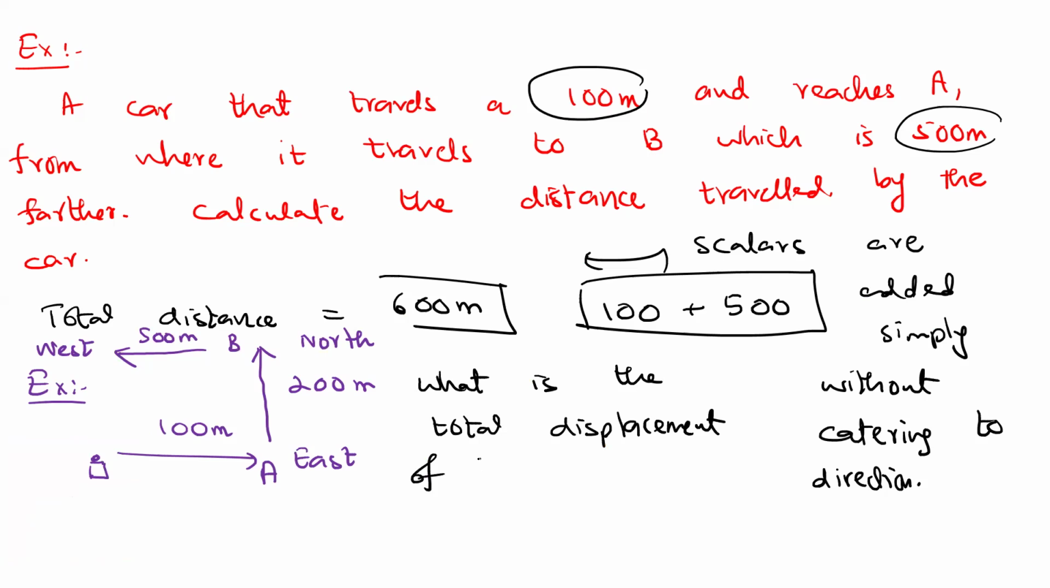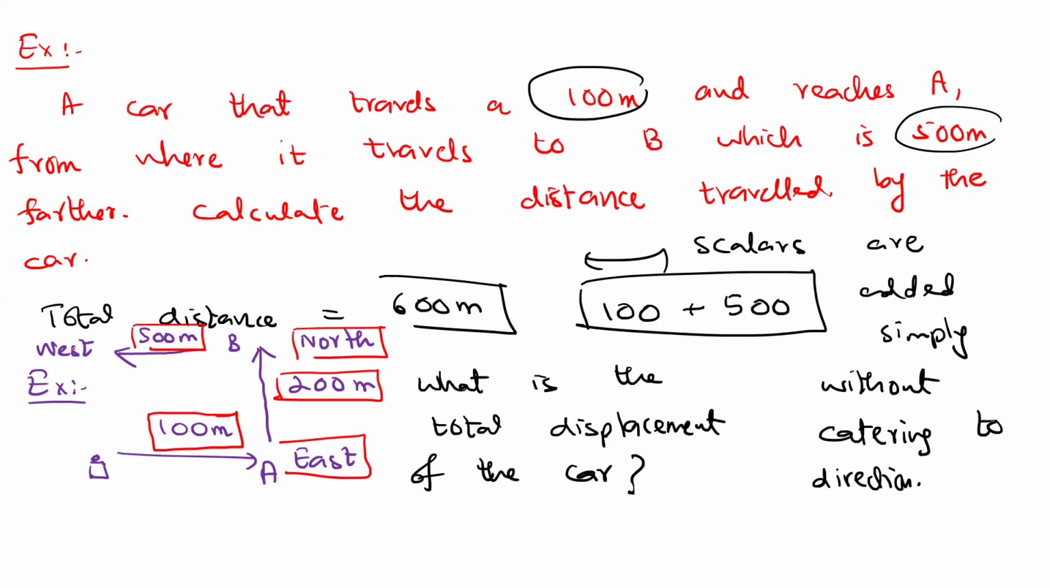If that's the question, how do we solve it? How do we go about it? So we cannot do just like 100 plus 200 plus 500, right? Because this 100 is not only 100. This 100 is east 100, right? And then we have 200 meters, that's north. And then we have 500 meters, that's west. So the only possible way to solve this question is to use vector addition. Okay? And we have to understand what that is.